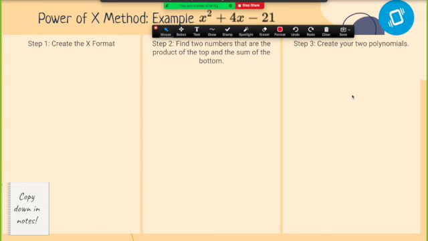So right here, I'm going to give you time to try this problem out on your own first. It says here, you're going to find the factors of x to the power 2 plus 4x minus 21. So for this one, let's go step by step first. What I want you to do first is to create the x format. What is your A, what is your B, and what is your C?